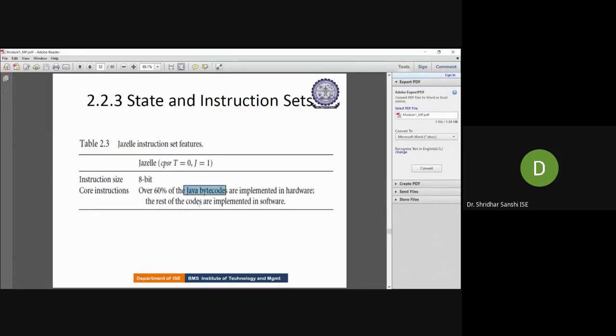And these instruction sets are a mix of software and hardware. That's what it means whenever we say this. Over 60% of the Java bytecodes are implemented in hardware. So 60% of the instructions are hardware, and the remaining 40% are implemented in software. So this is just an introduction to the Jazelle instruction set.